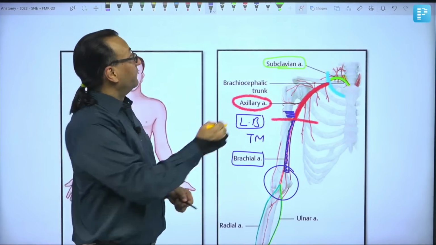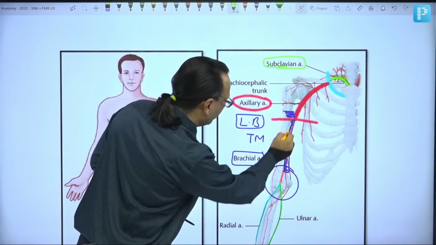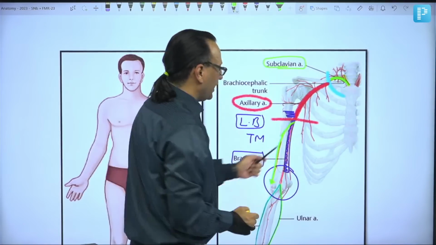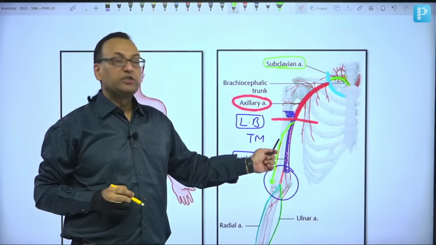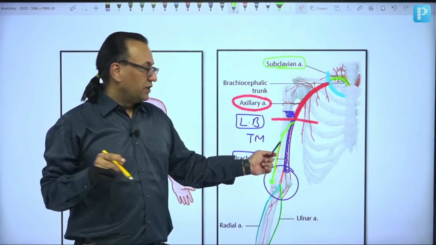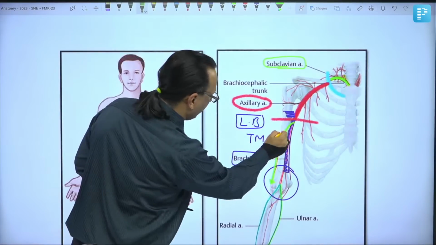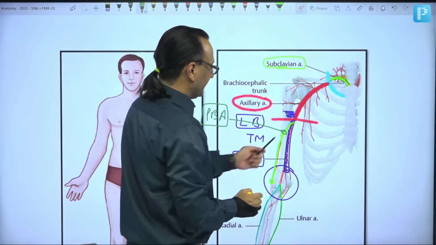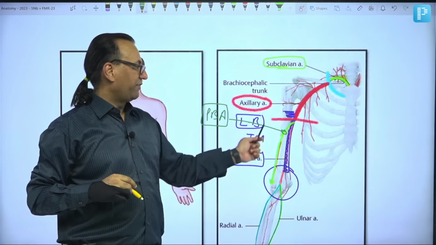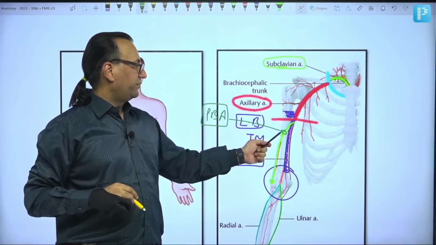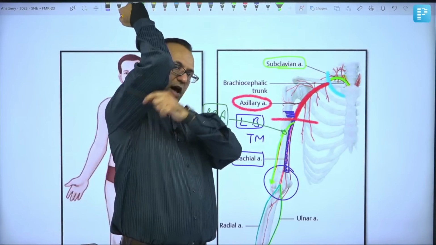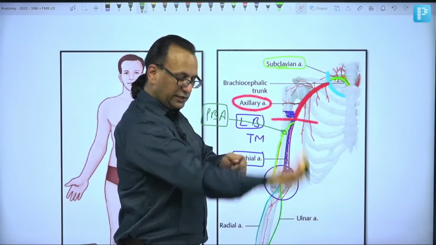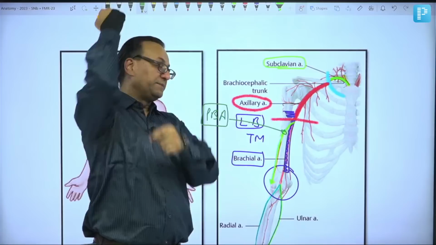And now you can see the brachial artery giving one profunda brachial artery. That is the profunda brachial artery, which passes behind the mid shaft of the humerus in the radial groove with the radial nerve, and it supplies the posterior arm, like the triceps muscle. Biceps muscle is supplied by brachial artery, triceps muscle by profunda brachial artery.